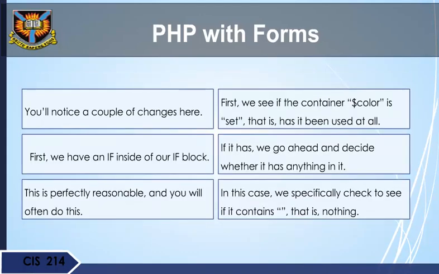You will notice a couple of changes here. First, we have an if inside of our if block. This is perfectly reasonable and you will often do this. First, we see if the container color is set, that is, has it been used at all. If it has, we go ahead and decide whether it has anything in it. In this case, we specifically check to see if it contains an empty string, that is nothing.